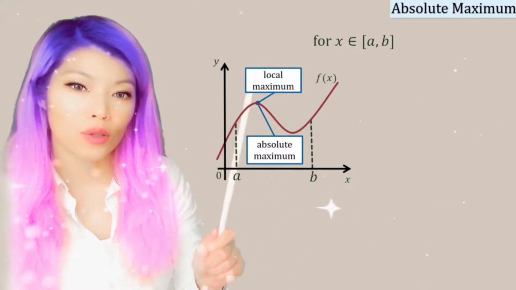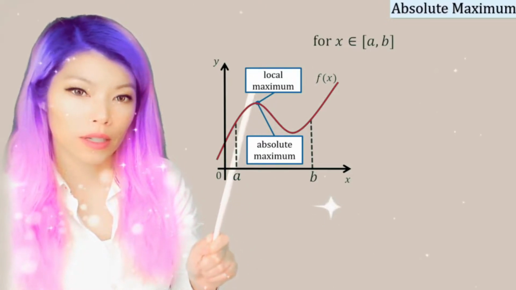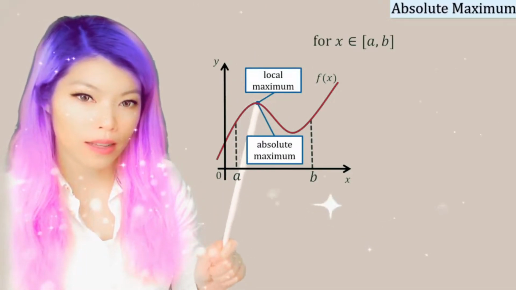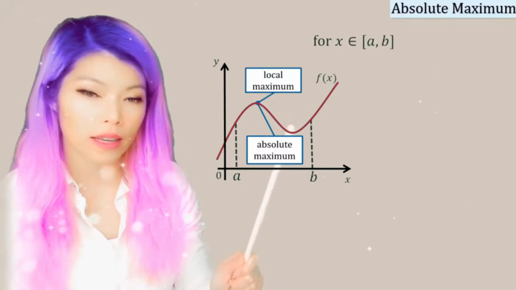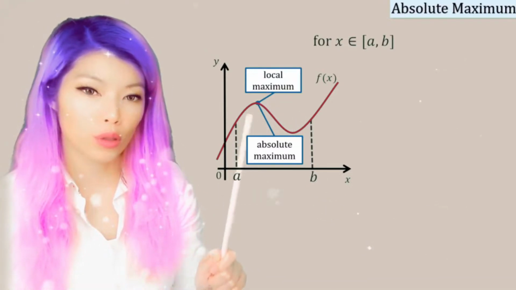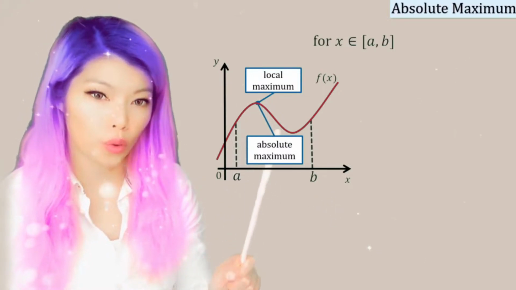Now you can start to understand why the local maximum, the turning point, is called local, because in that small area, it's the highest point. But in the whole domain, the absolute maximum means the tallest in the whole domain.